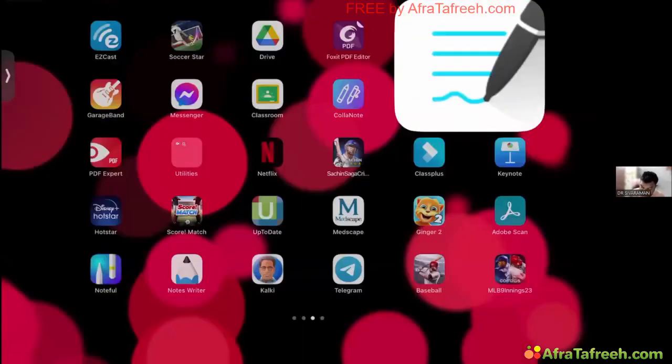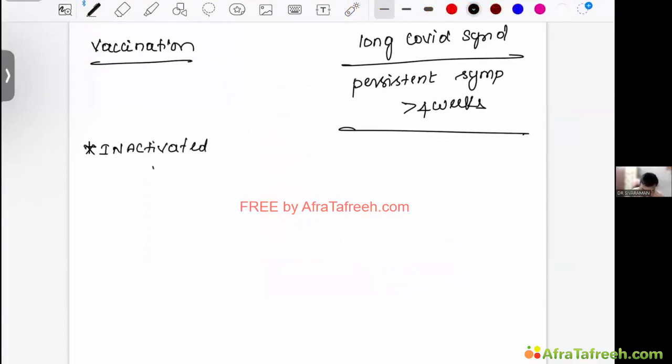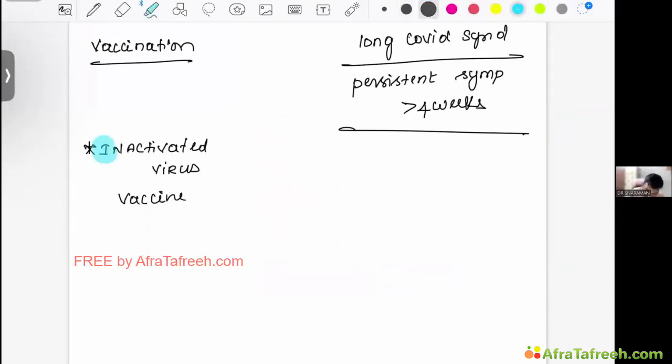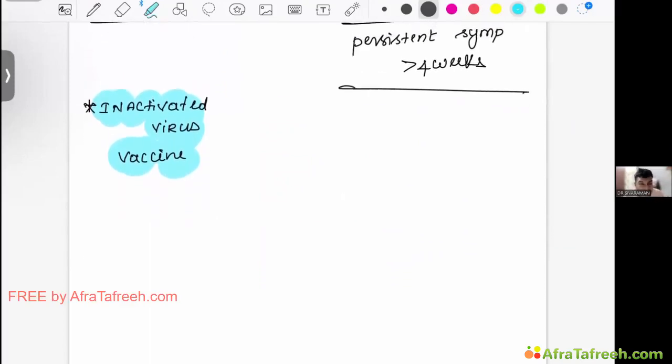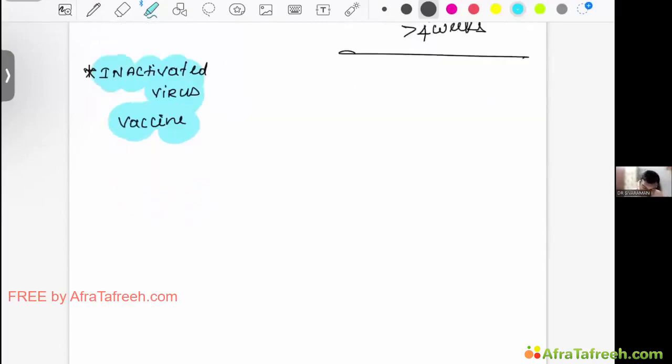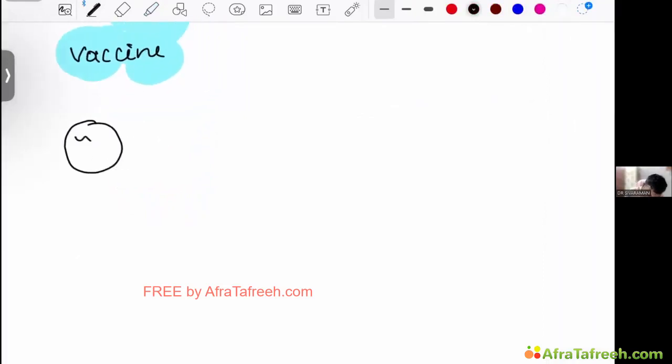Whenever you have a vaccine, we have different groups of vaccine. We have the inactivated virus vaccine. What is this inactivated virus vaccine? What happens here is that the genetic material of the virus is destroyed. Then this virus is given to the human. This virus, for example, has its genetic material inactivated.